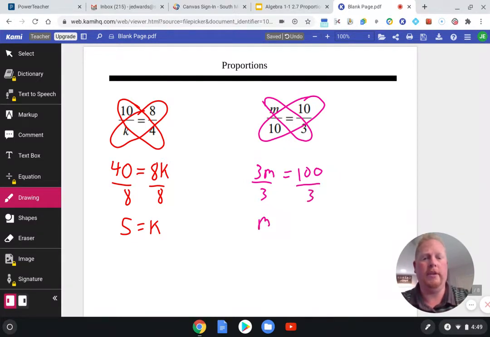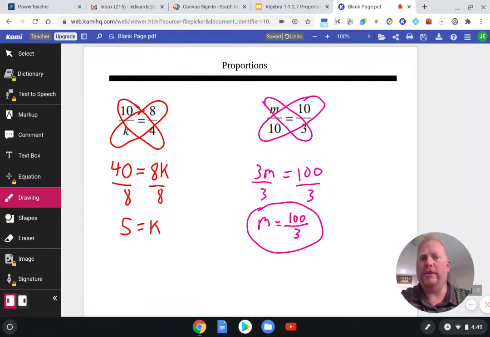And I get m equals, now 3 doesn't go evenly into 100, so I am fine if you just leave it as 100 over 3. If that can reduce, go ahead and please do so, but in this case 100 over 3 cannot reduce. So that's my final answer: m equals 100 over 3.